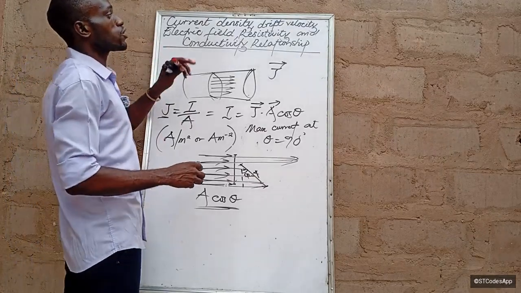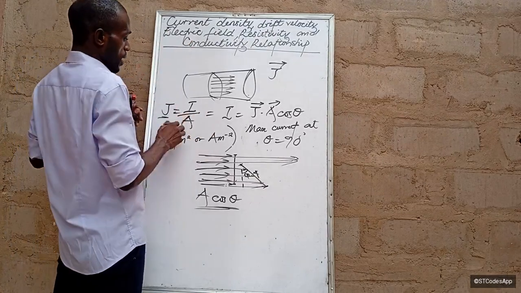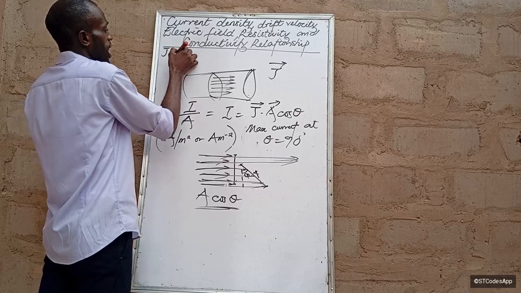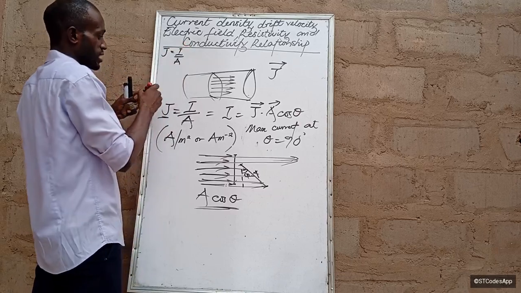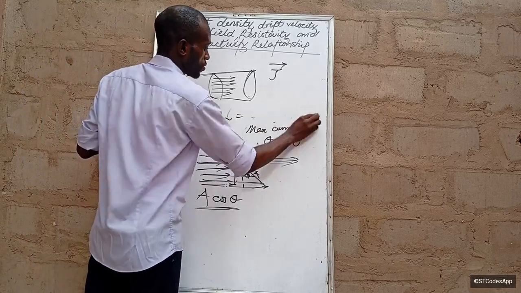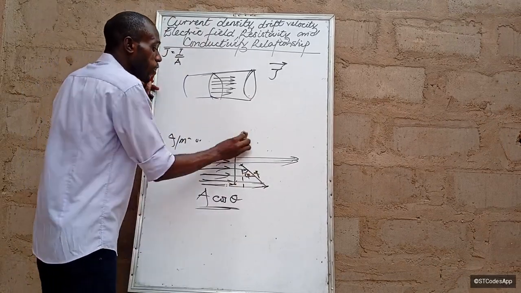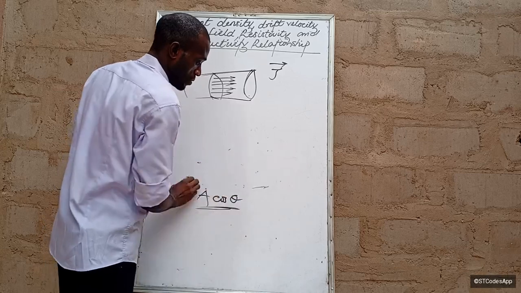Now, let's continue to drift velocity. So I'm going to just leave this equation somewhere here, that J equals I over A. All right. Now, still using the same cross section, let's talk about current. Now, why do we need to talk about current density? I'm sorry, I didn't mention that.